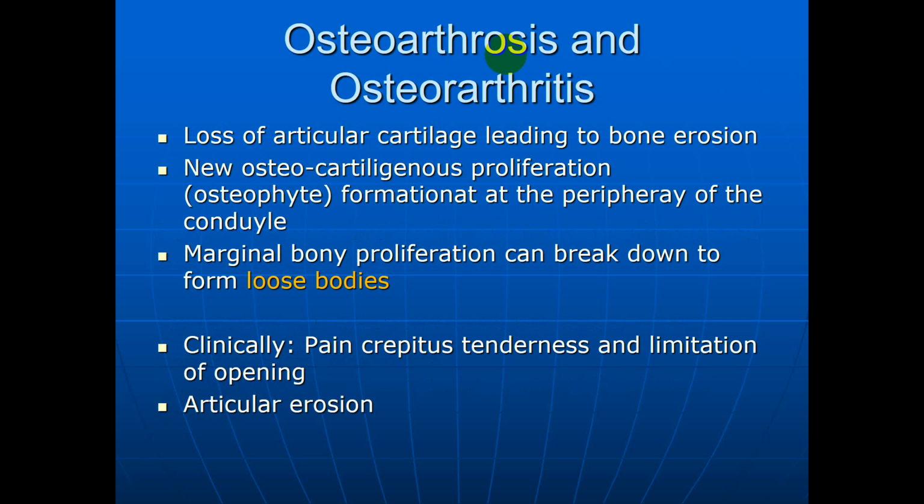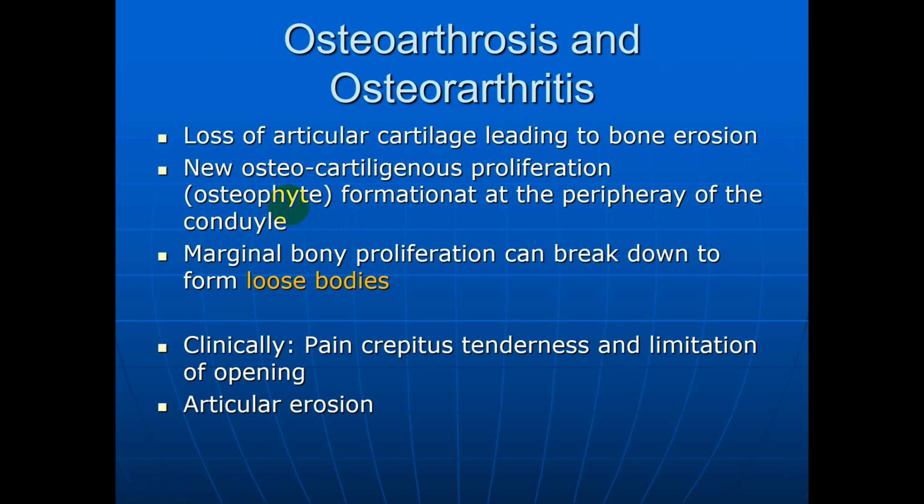Trauma will accelerate these degenerative processes. Now, with the degeneration of the articular cartilage that is lining the glenoid fossa and the condylar head, if the cartilage is gone or is degenerated, there will be bone erosion. And after the loss or the degeneration, there will be a reactive response from the body. There will be new osteocartilaginous proliferation, again, from the area where the erosion occurred. And in this area, osteophytes will appear.